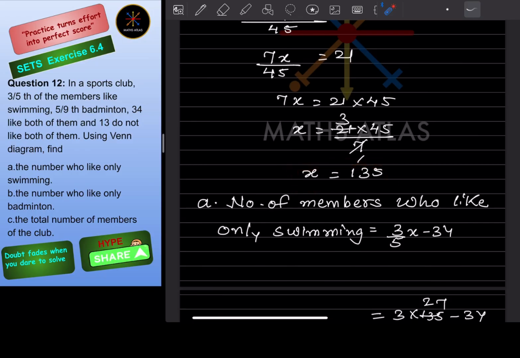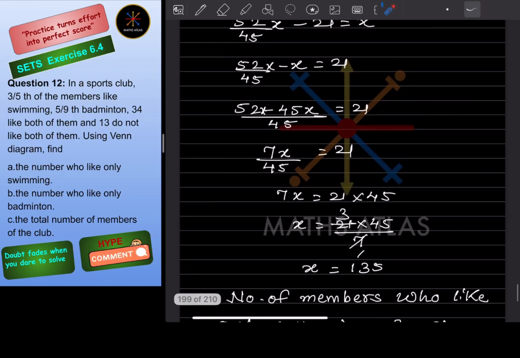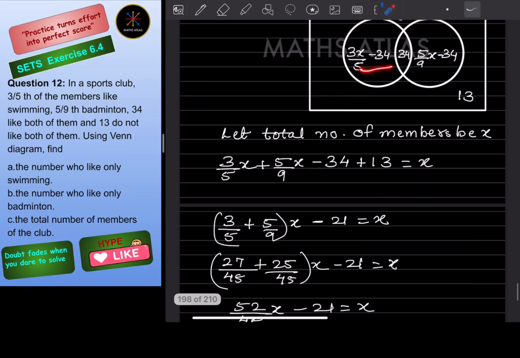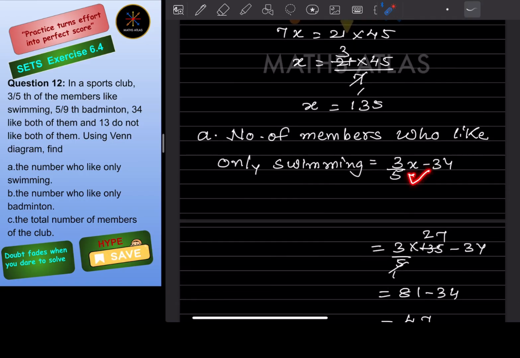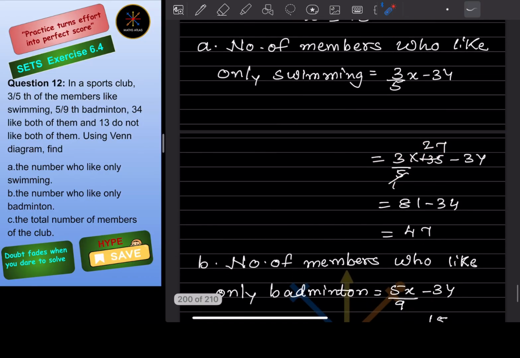They have asked the number who like only swimming. Who like only swimming is just, as we have seen in this Venn diagram, 3 by 5X minus 34. So we are just going to plug in the value of X over here. Rest all is going to be the same. So now we are going to simplify this. So this will be 27, 27 times 3 is 81, minus 34, which will be 47.